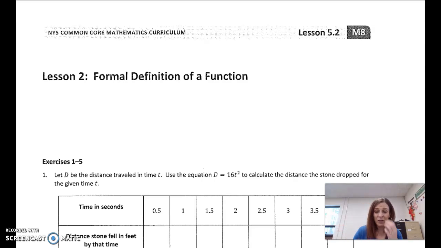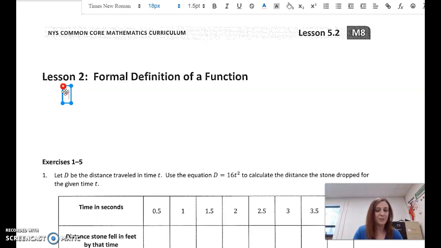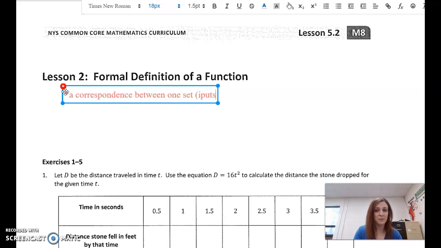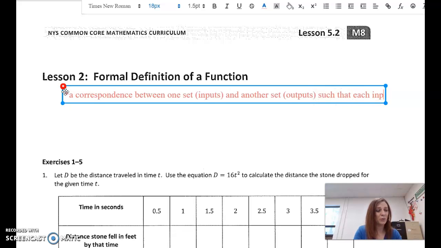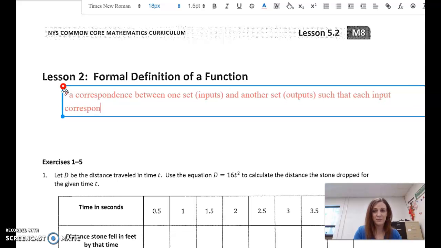So we have our formal definition here. I'm going to use a text box, and I'm just going to say it's a correspondence between one set of inputs and another set of outputs, such that each input corresponds to exactly, in capital letters, one output.